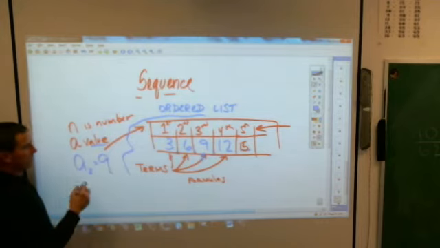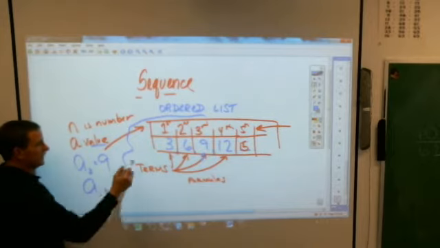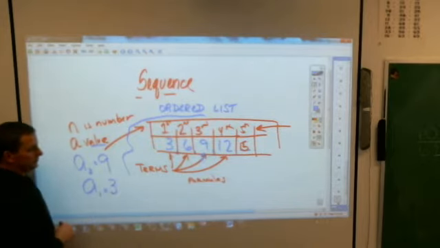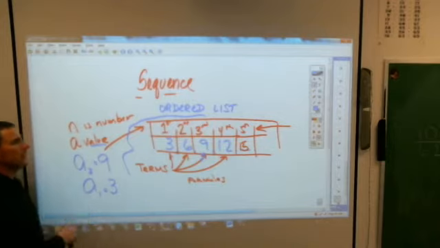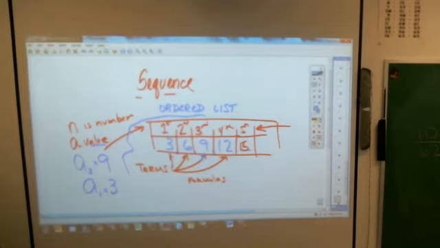What is the value of the first term? It would be 3. This kind of identifies things. You'll get more of that in some sort of advanced math.